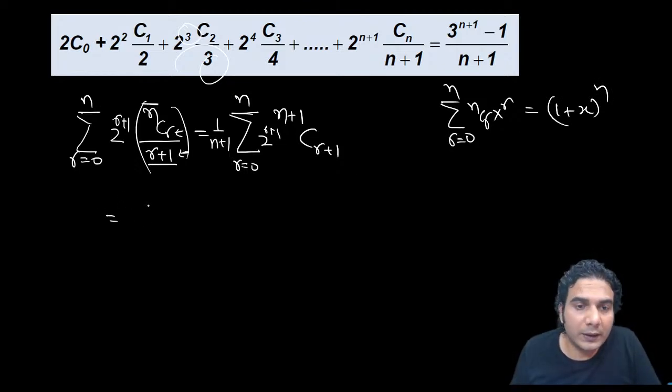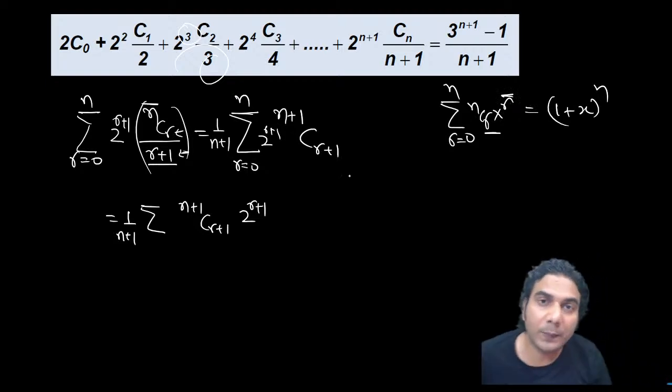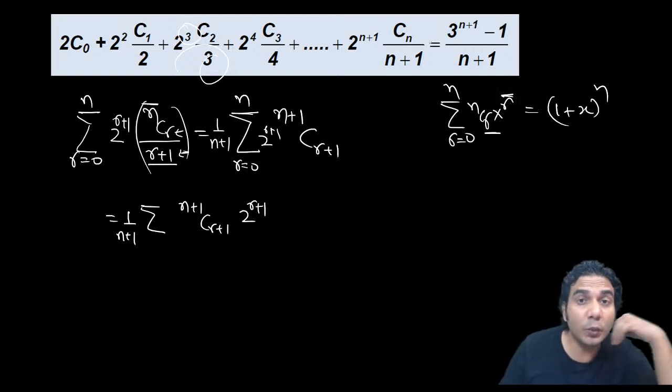Compare whether you have all the terms or not. So this is 1 upon n plus 1. I'll tell you how. This is (n+1)C(r+1) 2^(r+1). All right, these two numbers should be the same. nCr x^r. So yes, you have (n+1)C(r+1) 2^(r+1).